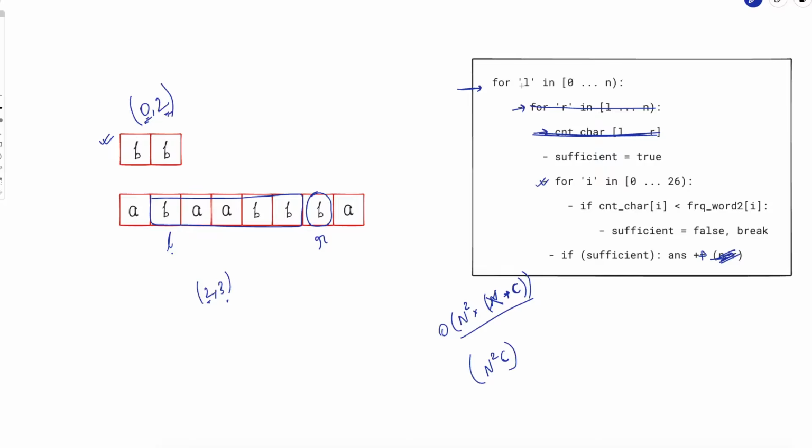So what is the best way to remove this R? I would encourage you to pause and try to think for a moment.